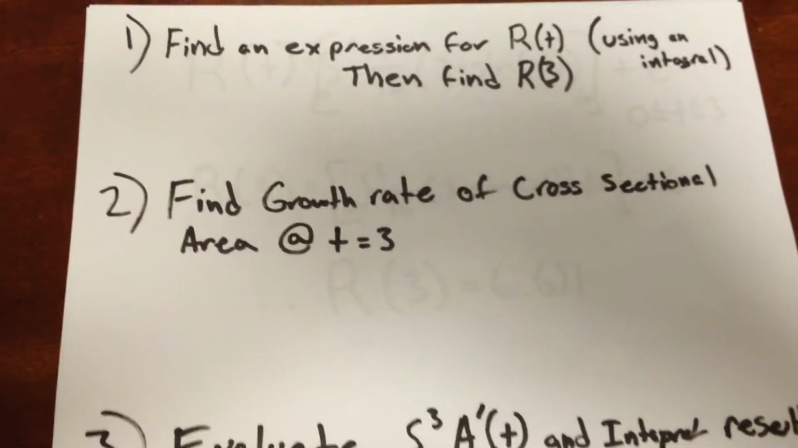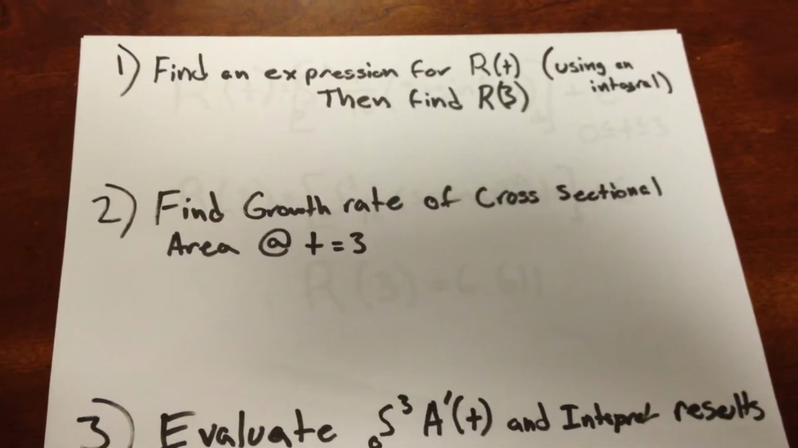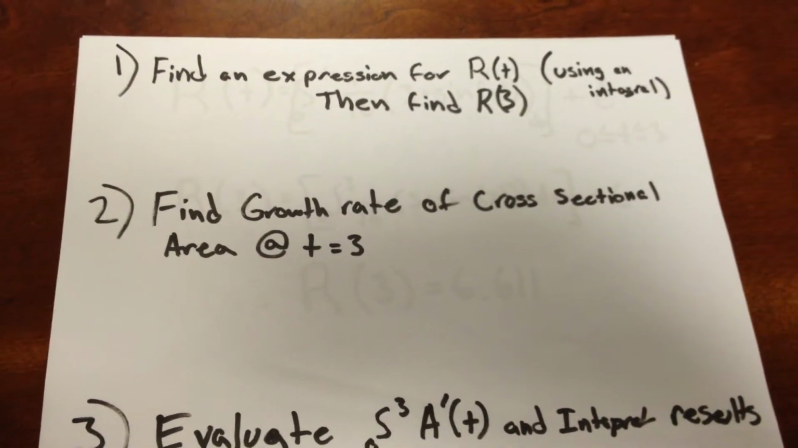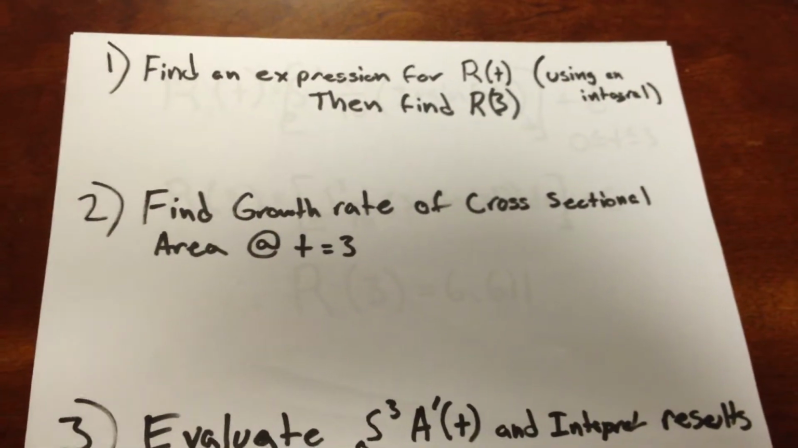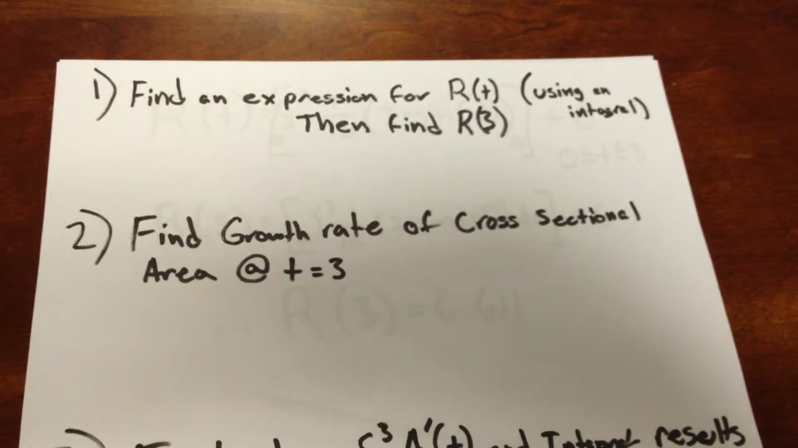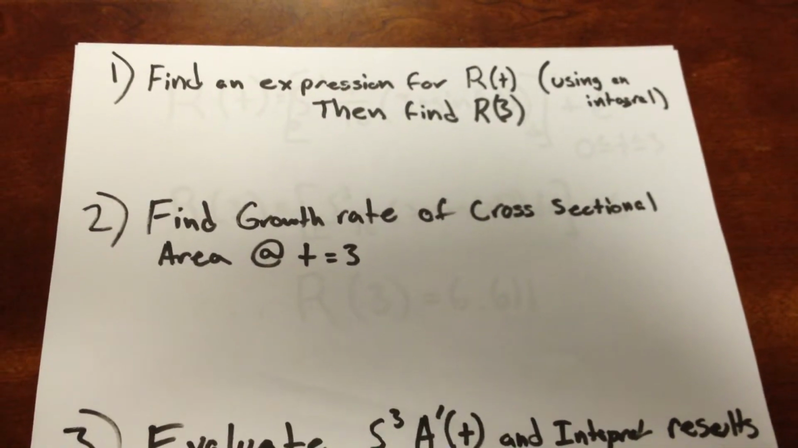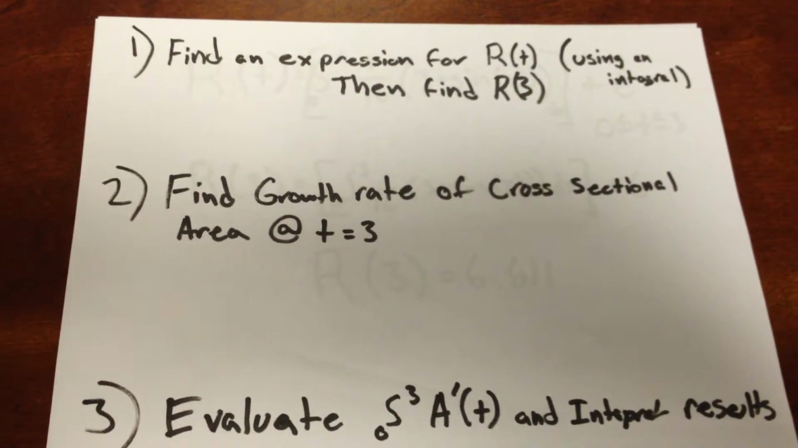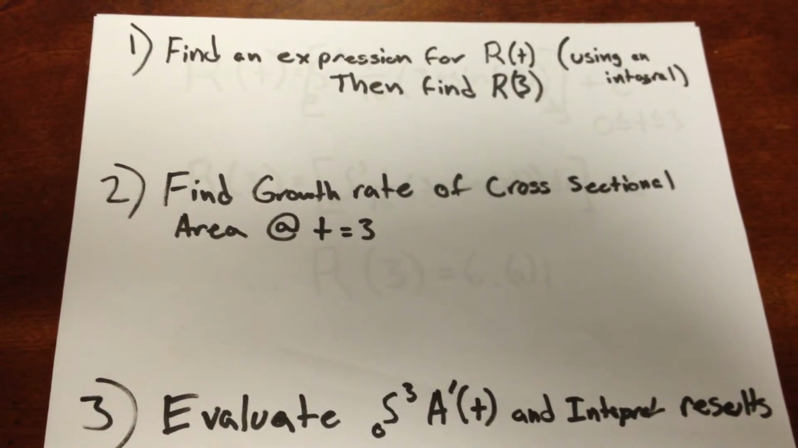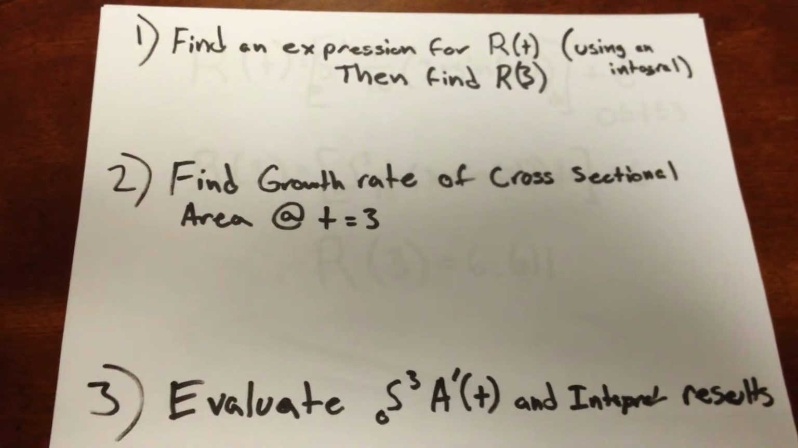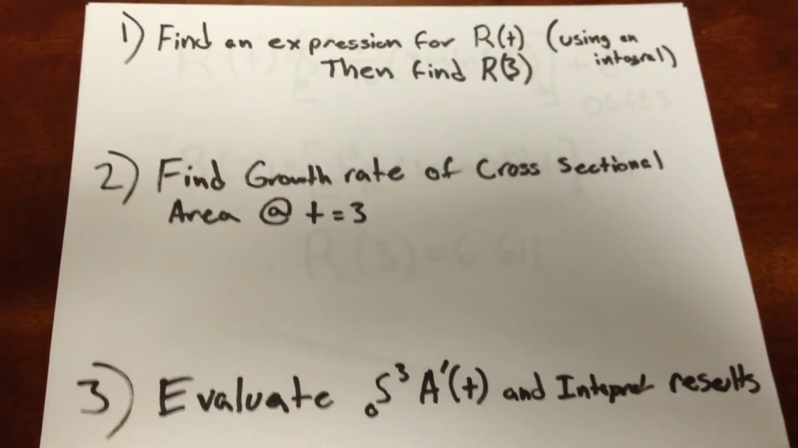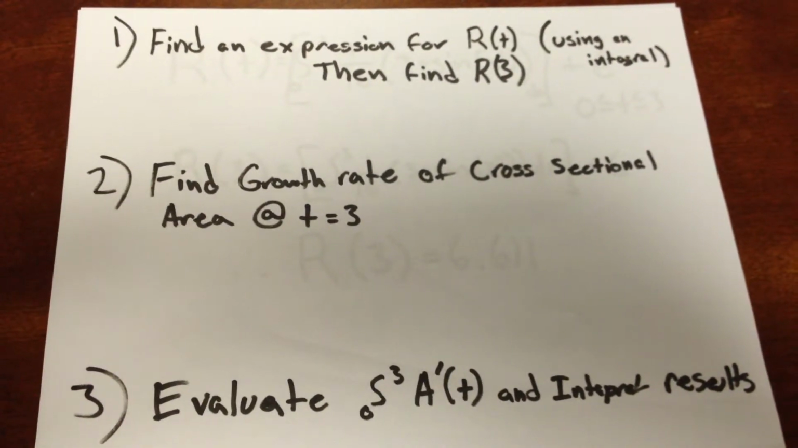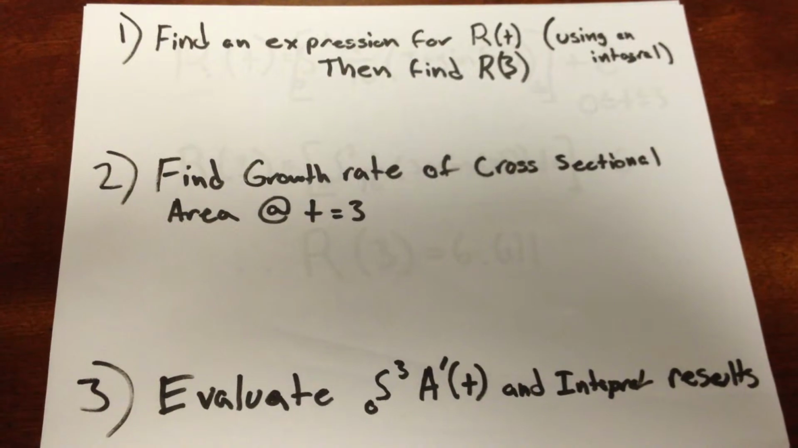So, the three things we need to do: we need to find an expression for r of t using an integral. Then we need to plug in t equals 3 and find what the radius is after 3 years. Then we need to find the growth rate of the cross-sectional area at t equals 3 years. And finally, we have to evaluate the integral of the cross-sectional area growth rate formula and interpret the results.